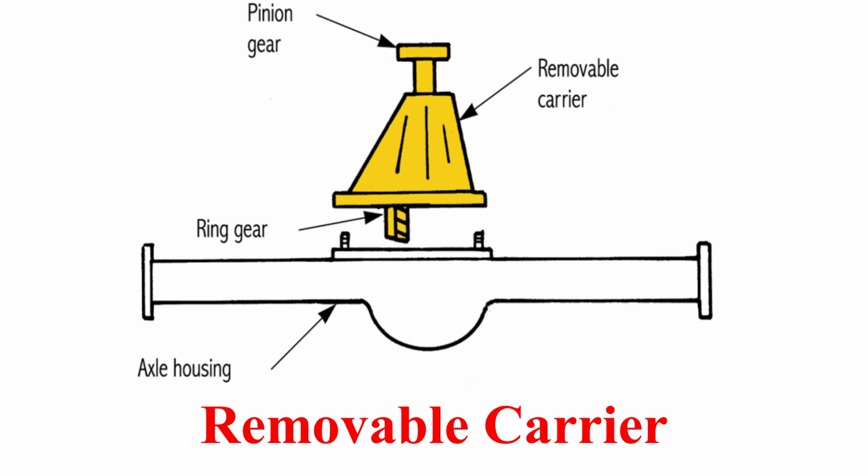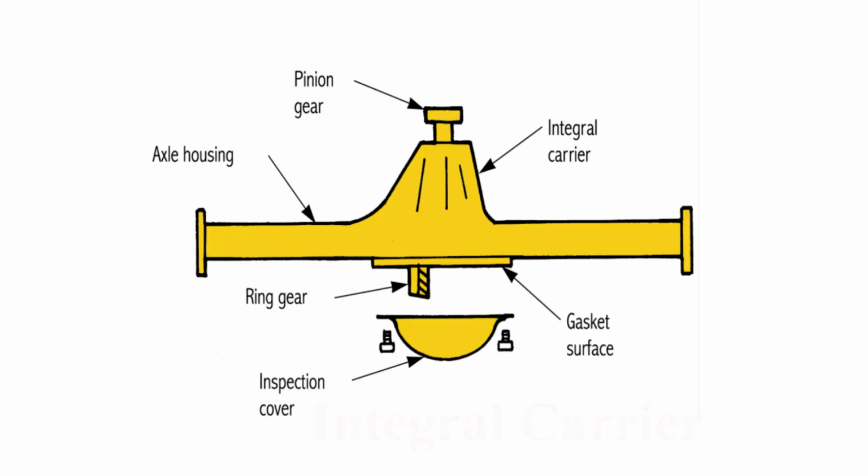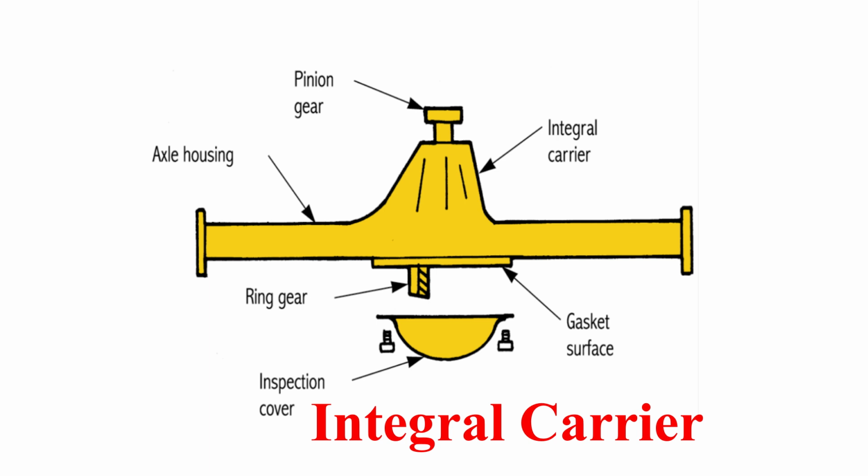Differential carrier provides a mounting place for the pinion gear, differential case, and other components. Two basic types are used. Those are removable carrier, which bolts to the front of the axle housing, and integral carrier, constructed as part of the axle housing.